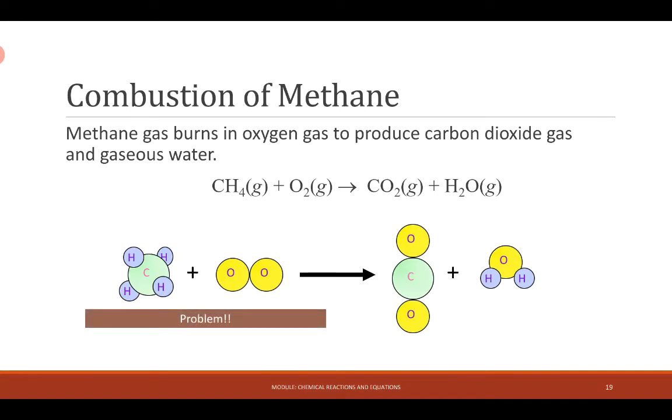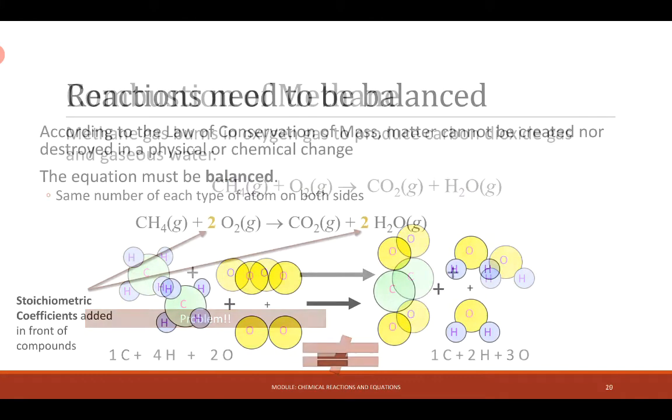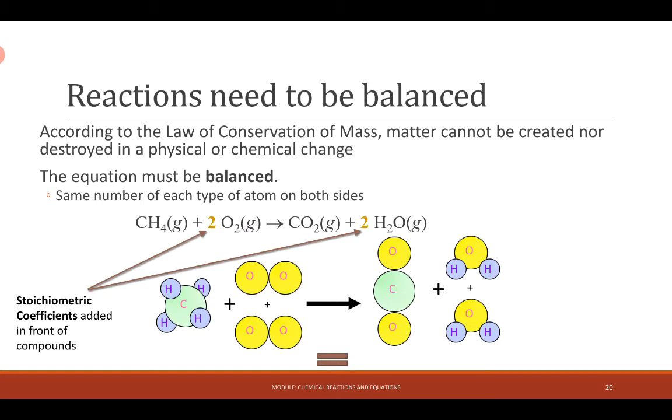The problem is that we have one carbon on each side, but we have 4 hydrogens on this side and only 2 hydrogens on that side. Additionally, this side has 2 oxygens and that side has 1, 2, 3 oxygens total. And so the amount of hydrogens and oxygens is not the same on both sides of the equation. We cannot transform hydrogens into oxygen. That's not possible. And so we can't have a chemical equation that describes something that's impossible. We need to balance our chemical equations.